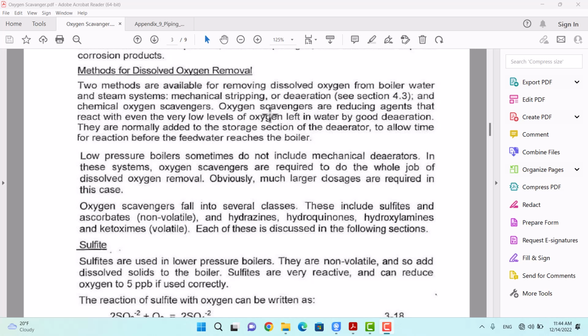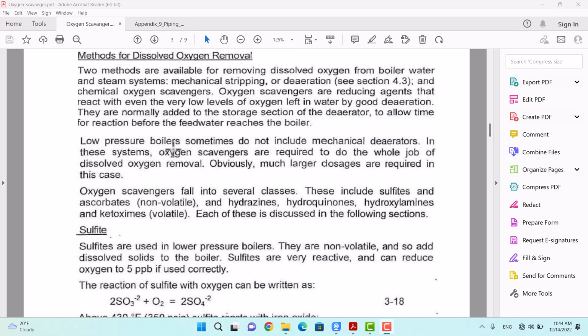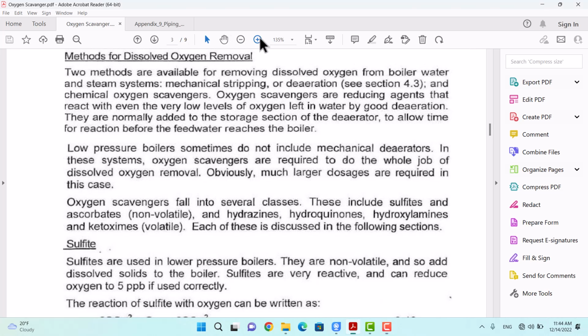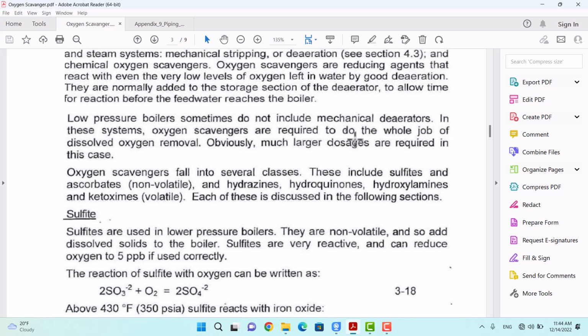Oxygen scavengers are reducing agents that react with even the very low levels of oxygen left in the water by good deaeration. They are normally added to the storage section of the deaerator to allow time for reaction before feedwater reaches the boiler. Low pressure boilers sometimes do not include mechanical deaerators. In these systems, oxygen scavengers are required to do the whole job of dissolved oxygen removal. Obviously, much larger dosages are required in this case.